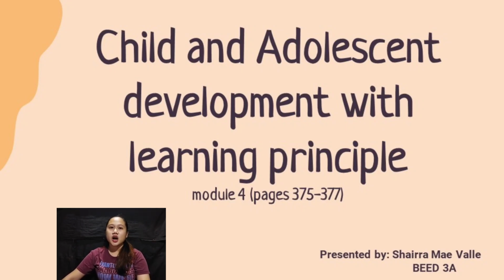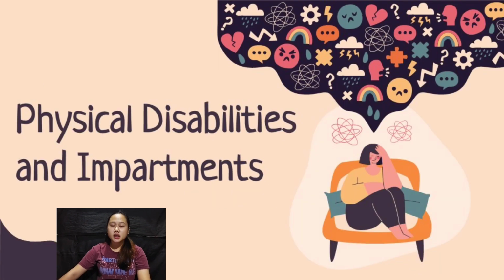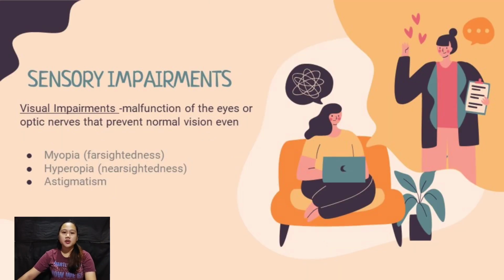So today we're going to talk about child and adolescent development with learning principle module 4 pages 375 to 377. So to continue the report of Maimi Sumayang about physical disabilities and impairments. So let's start in the sensory impairment.